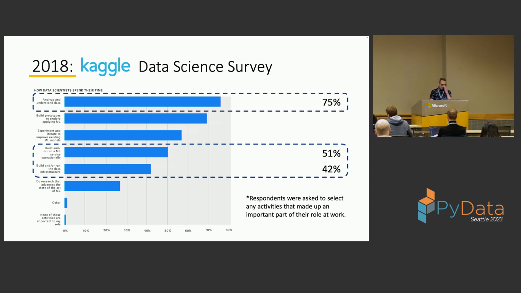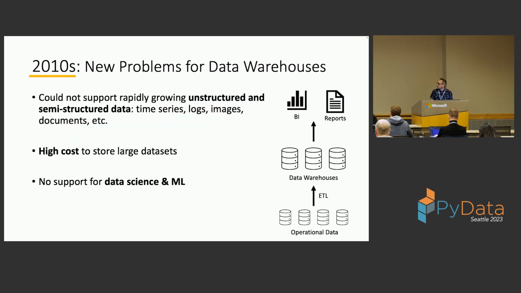We had more different types of data. As you go past a certain point, relational databases were harder to scale, and so people started to feel the pain. We couldn't support these rapidly growing unstructured and semi-structured data sources. We had time series, logs, images, documents, audio, video, and then it just became very cost prohibitive. Even if you can scale your relational database system, it's expensive. So we wanted something cheaper that could still fill the same role, and hopefully support data science and ML workloads.